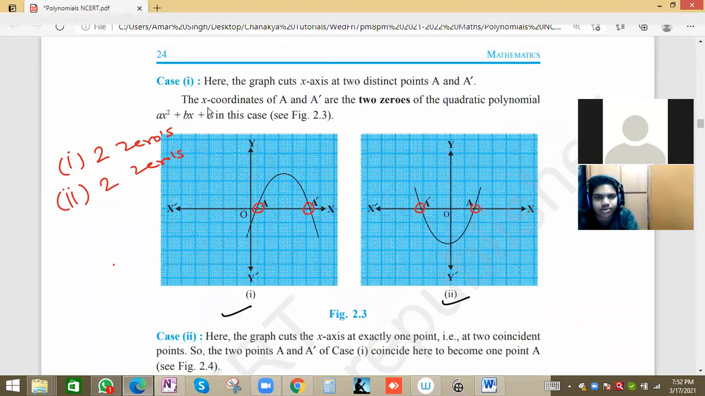Right, Hemant? What is the answer? For the understanding, second thing, because the graph is cutting the x-axis at two positions, at those positions p(x) will be 0, because p(x) means y will be 0. There are two zeros.